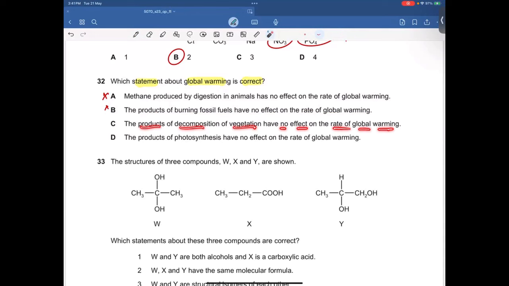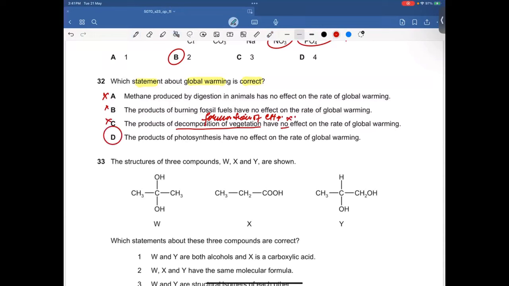Decomposition of vegetation is basically the formation of methane. And methane is a greenhouse gas, so it has an effect. Option C is incorrect. The right answer is going to be D.